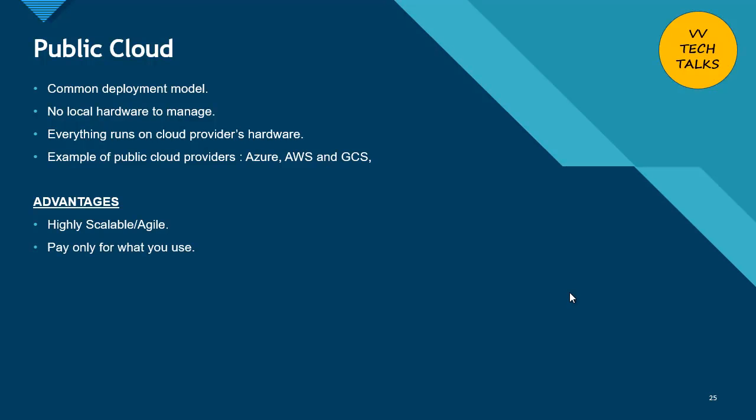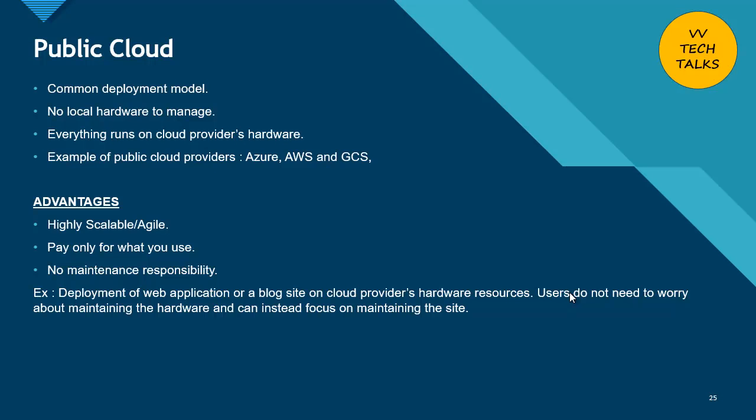And in this model we only pay for what we use, and there's no maintenance responsibility on the user if we use a public cloud service provider. One example of using public cloud services is if we want to deploy our web application or blog site on the cloud provider's hardware resources. In this case, users do not need to worry about maintaining the hardware and can instead focus on maintaining the site. So this is an example of using the public cloud service.